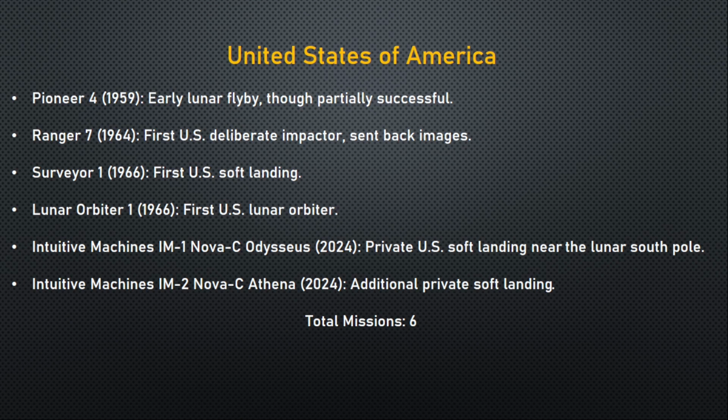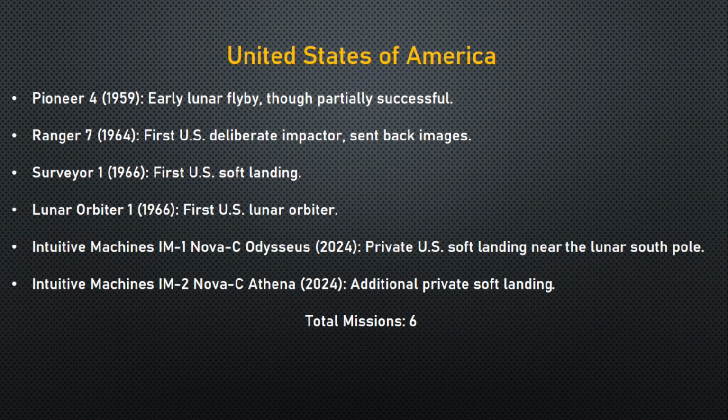Now, how about the United States? The United States started in 1959 with Pioneer 4. It was an early flyby, which was partially successful. Then we have Ranger 9 in 1964, the first U.S. deliberate impactor, and it sent back images. Then in 1966, just 2 years after, they had their first soft landing. Then in 1966 again, the first U.S. lunar orbiter. After that, they never sent any uncrewed missions to the moon, even to today.